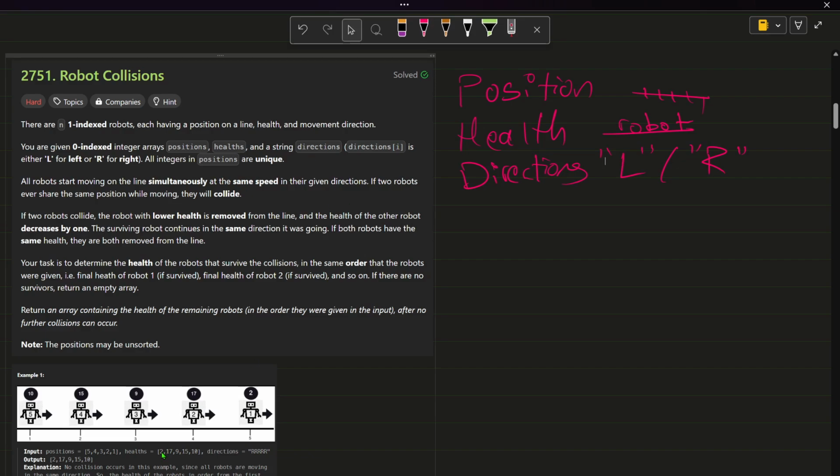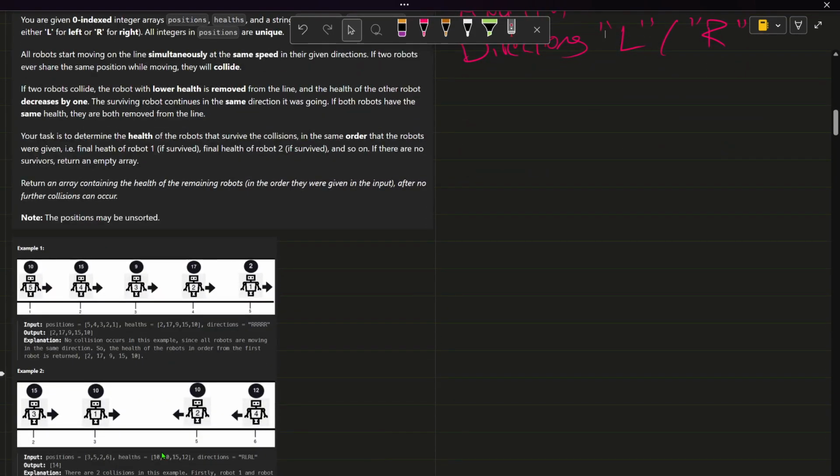Let's understand this with the data given in the problem. Here the positions given are 5, 4, 3, 2, 1. So yes, the robots are on positions 5, 4, 3, 2, 1, and the health of the corresponding robots is 2, 17, 9, 15, and 10, and the direction of all robots is right. So every robot is going to the right-hand side.